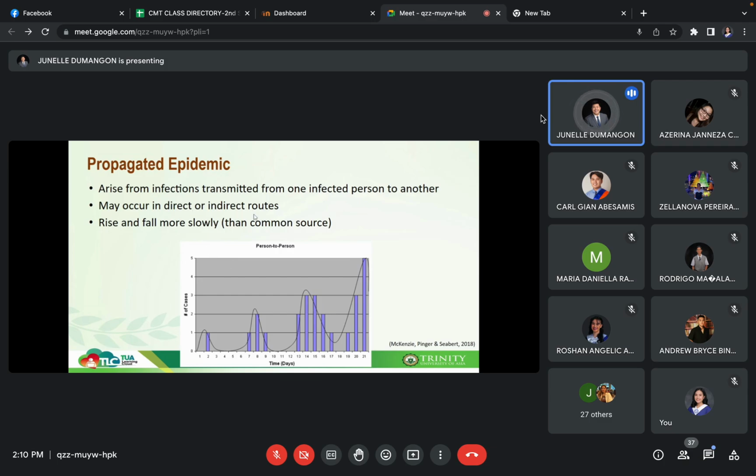Pwedeng directly or indirectly. What do we mean by that? Like COVID, diba? When we say direct, when you spend time with that infected person, that is direct. Pero yung indirect, or let's say, I have COVID, and then I coughed, and then I touched my mouse, the mouse of my computer. So that mouse was borrowed by a friend, and that friend later on also got sick with COVID. So yun yung indirect route. You may not have had close contact, but through indirect ways, you can actually spread the infection.